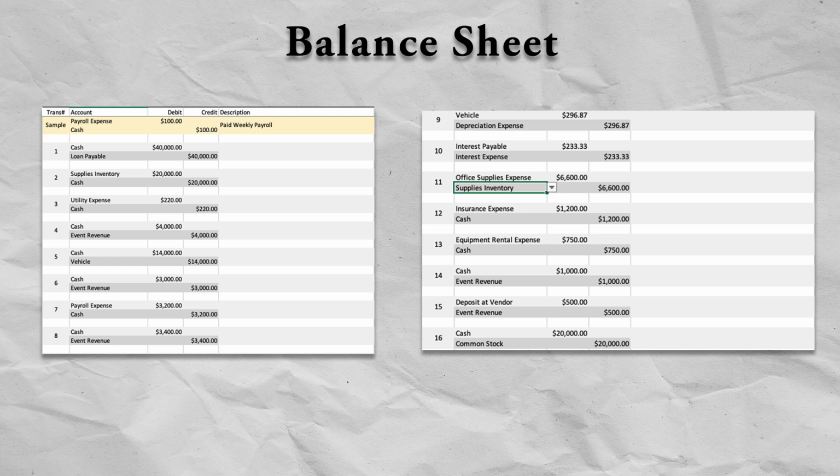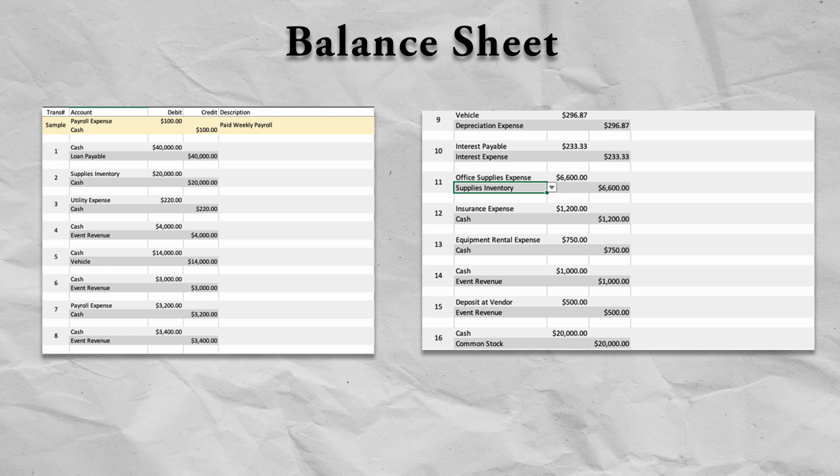As you can see here, vehicles has an account balance of 13,953, which is the result of purchasing a vehicle for 14,250 and is now depreciating at the rate of $297 per month. Supplies inventory has a balance of 1,333 after expensing 667 in purchasing office supplies expense.